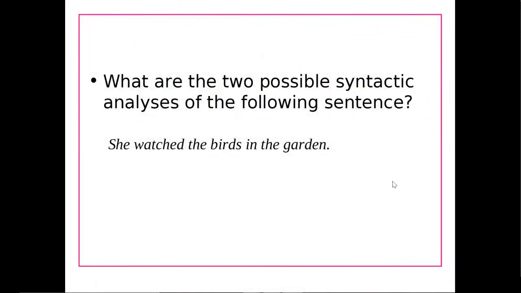Okay, and then we have, I think, one more possible extra credit or quiz question. We have two possible syntactic analyses of the following sentence, kind of like that example I gave you at the start with the dog and the cop and binoculars. We have: she watched the birds in the garden. This basically has two different possible syntactic analyses, and I'd like you to figure out what those are. Basically, where is the possible ambiguity in this sentence?